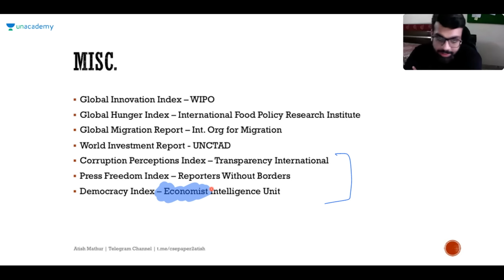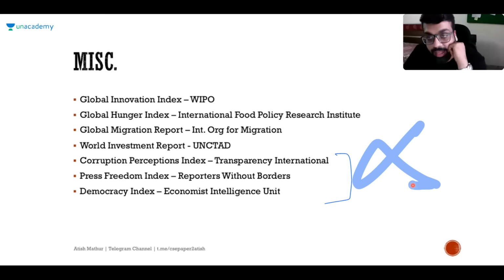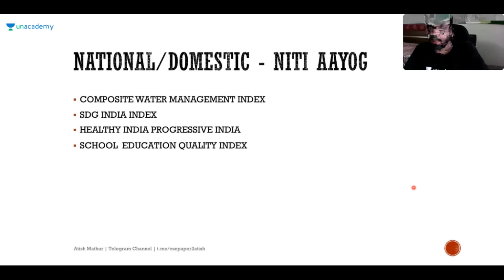Intelligence Unit. The chances of these three being asked in the exam are very, very low because India has performed very badly on these. Now, the prelims exam will not ask you bad things about India, they'll always ask you good things about India. So the chances are very low, but just in case, if they do, let us see how that happens. Okay, so that is all that you need to know.